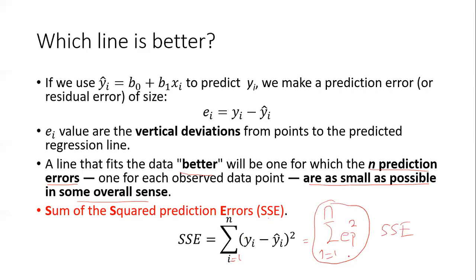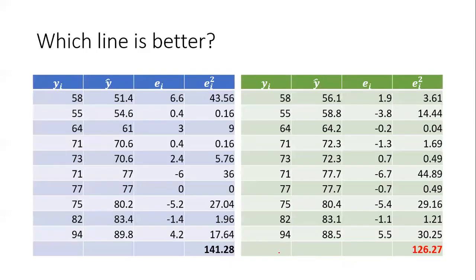Why do we take the square? Remember, when we are talking about the variance, there are some pluses and minuses. In order to eliminate them, we take the square. So just look at our example. This is yi, this is yi hat, this is ei, and ei squared. This is the real value, this is the predicted value, this is the error, and this is the square of that error. After that, you just sum all of them.